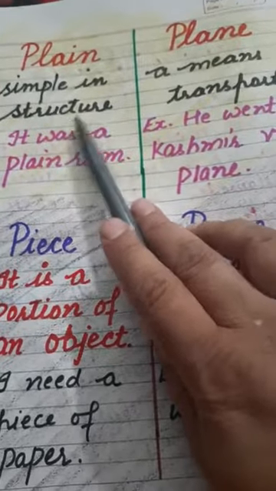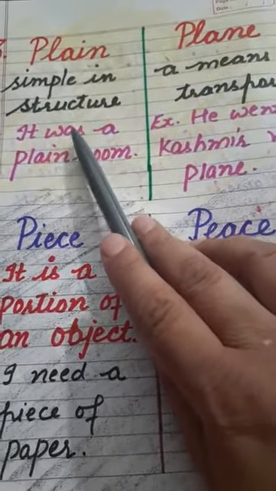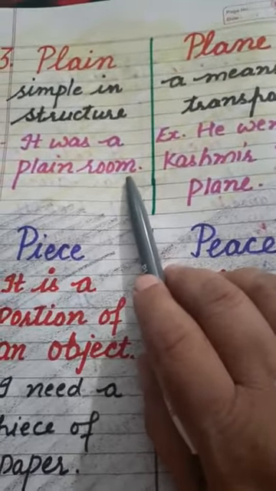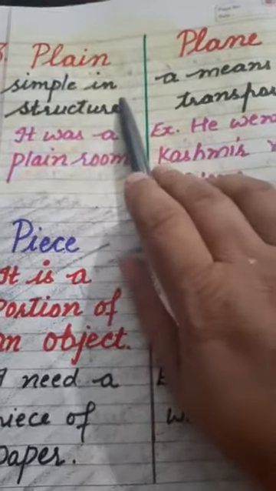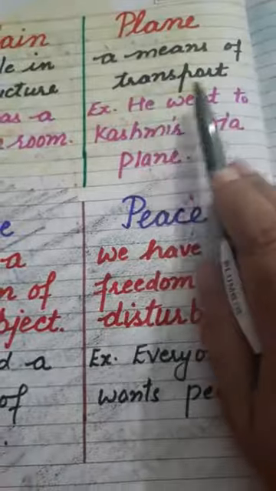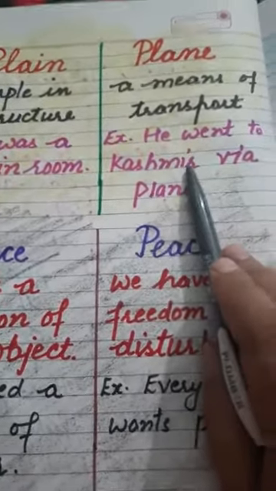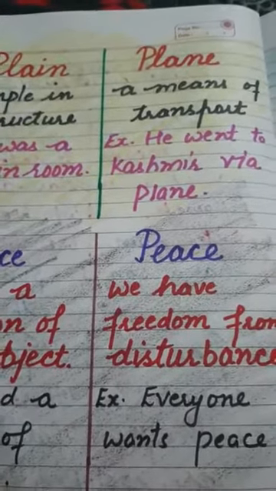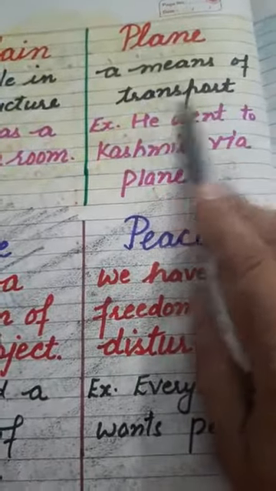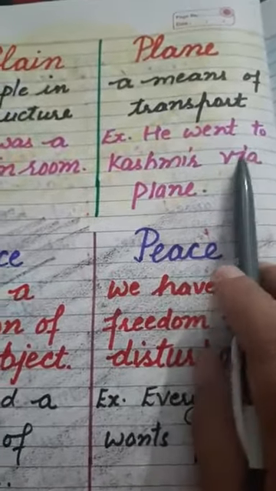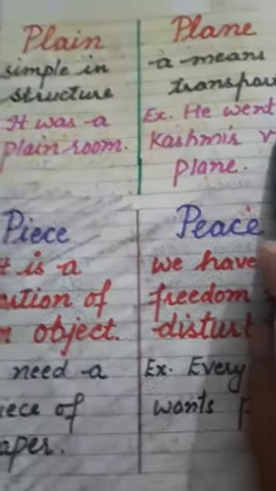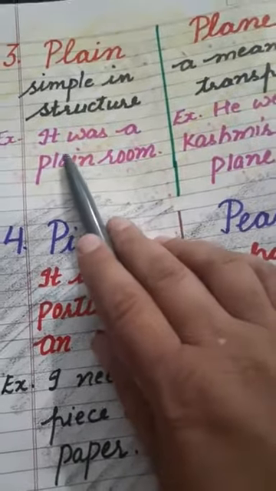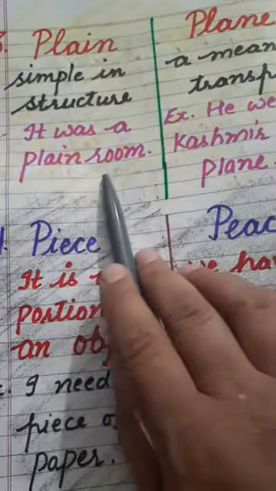This plain means simple in structure, whenever you are making anything in a plain manner, in a simple manner, in that situation this plain will be used. And this plane means a means of transport, whenever you are going out of the country, going to another country through air, clear? In that situation this plane will be used because the aeroplane can fly in the air only, in the sky only, clear? So an example of this plain is, it was a plain room. ये बिल्कुल सिम्पल कमरा है.